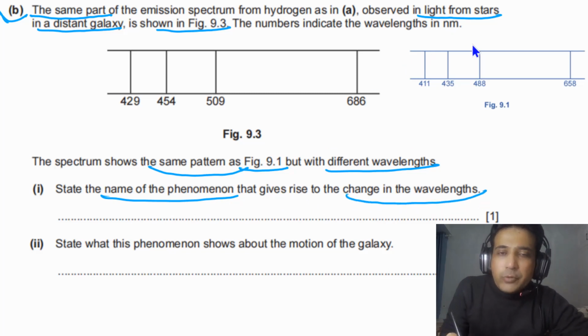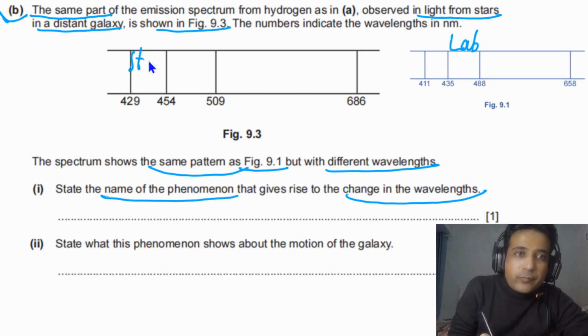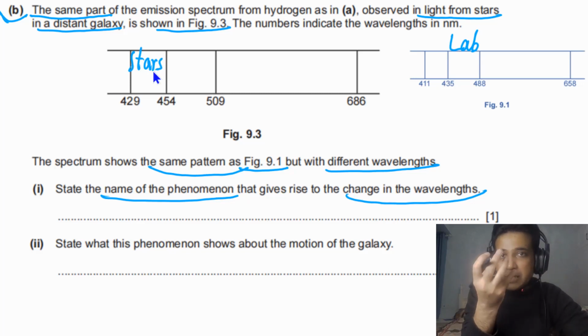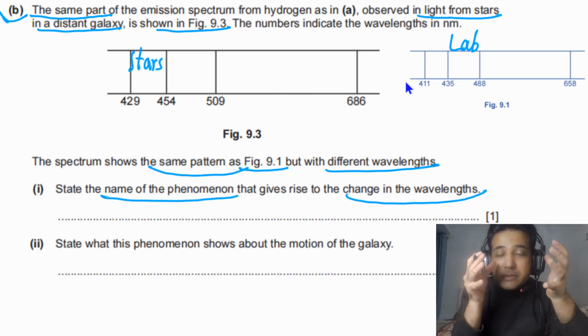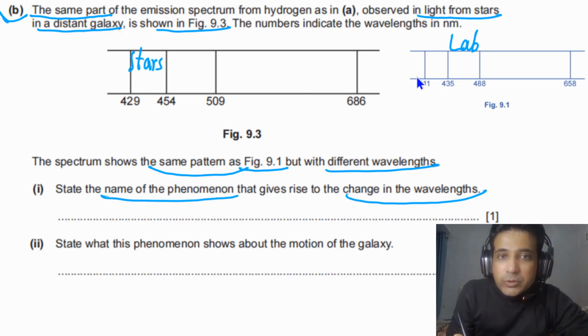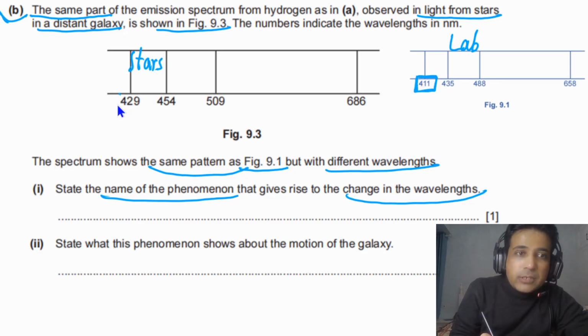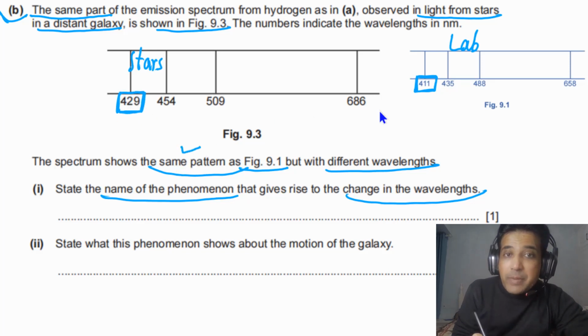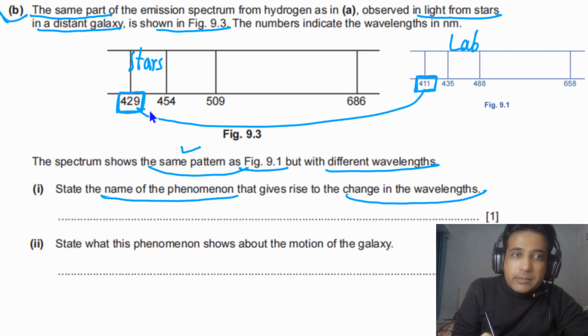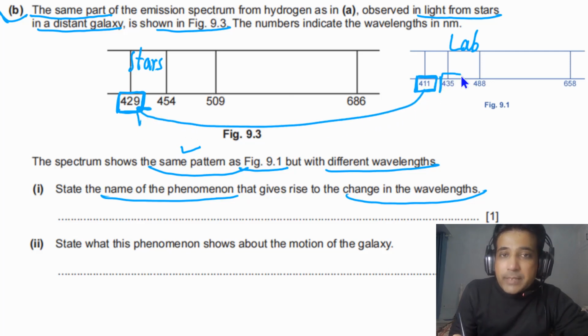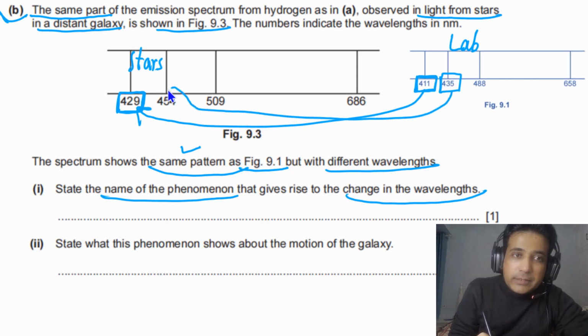So if you look at these two different spectra, this is the spectrum in the lab and this spectrum is from the stars. When we observe the light coming from the stars, we see this spectrum, and these lines are telling us the same pattern, but the only difference is that this line is at wavelength 411 nanometers, but this one is at 429 nanometers, while we observe the same pattern. Simply in this case, lambda has been increased, and this happens in all the lines. The wavelengths have been increased, but the pattern is the same.